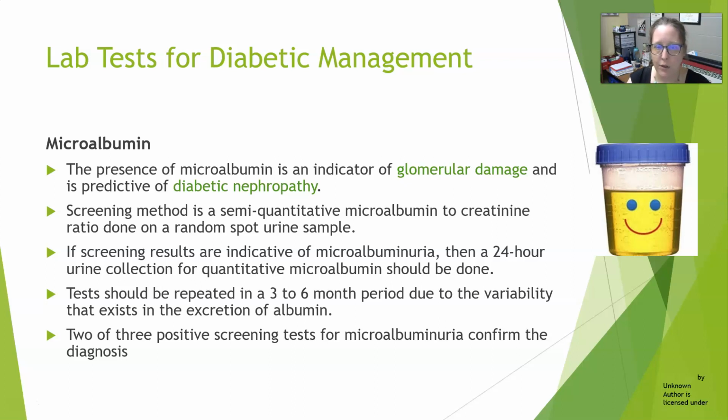It is a semi-quantitative microalbumin to creatinine ratio that is done on a random spot urine sample. If the screening results are indicative of microalbuminuria, then a 24-hour urine collection for a quantitative microalbumin should be done, and tests should be repeated in 3 to 6 months because there's variability in the excretion of albumin. If a patient exhibits 2 or 3 positive screening tests for microalbuminuria, that would confirm the diagnosis that they are starting to suffer some glomerular damage and are having some diabetic nephropathy, and that's going to have to be managed.